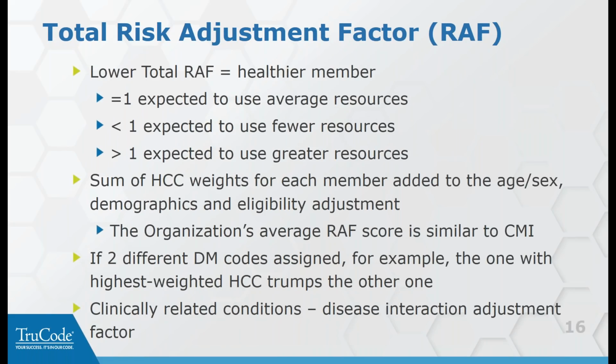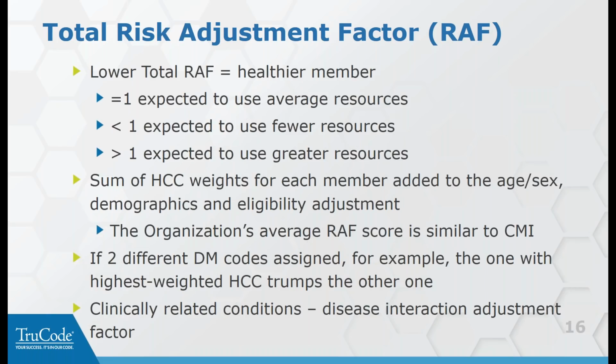So obviously, a lower total RAF equals a healthier member. They're using the value of 1 to sort of represent an average patient. So people that have a risk adjustment factor less than 1 are expected to use fewer resources in that Advantage plan, and obviously those with a score higher than 1 are expected to use greater resources.